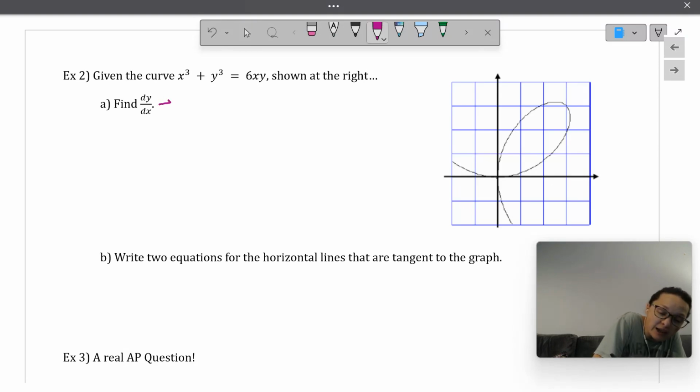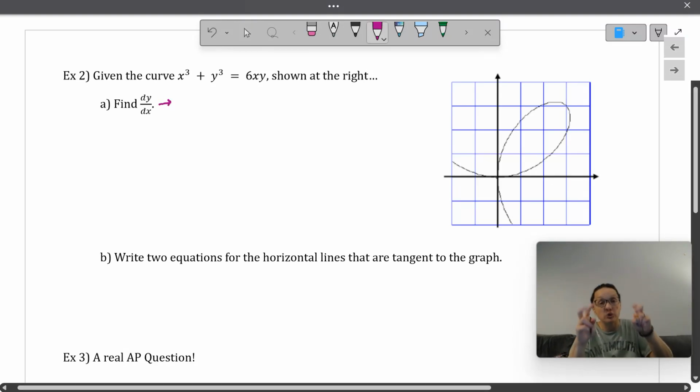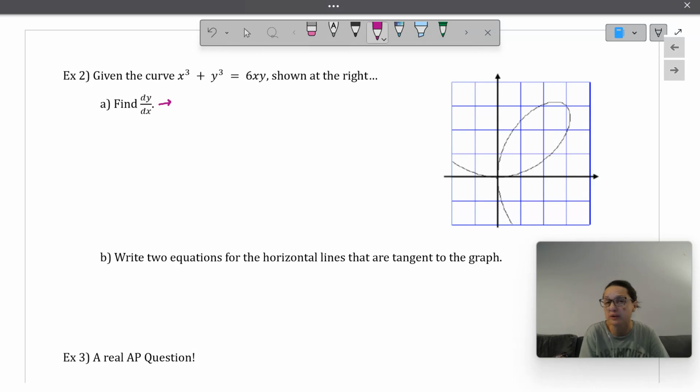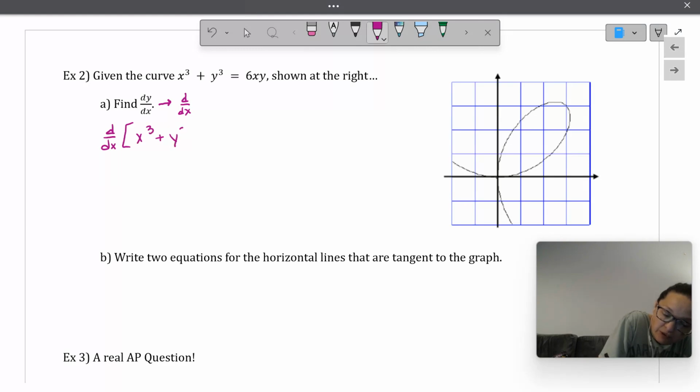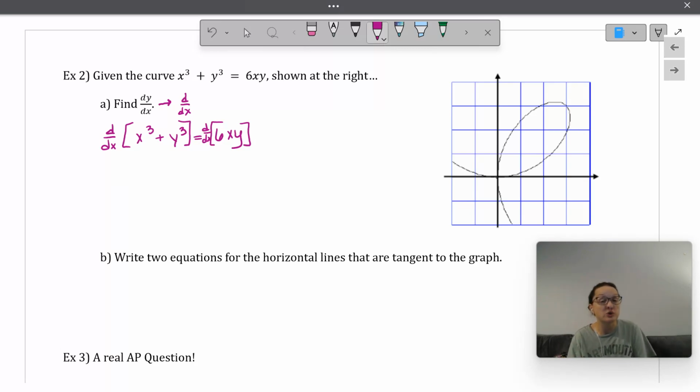Now, because it says find dy dx instead of the derivative, that's what you're going to get more used to. We're going to tell you what to take the derivative with respect to. So find dy dx means find the derivative with respect to x. So we are going to do that. We are going to take d dx of both sides of this equation. The left-hand side is going to work just the way you think it will. The right-hand side is going to take a minute, so don't speed ahead of me.